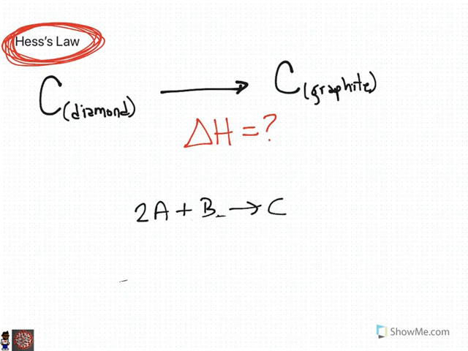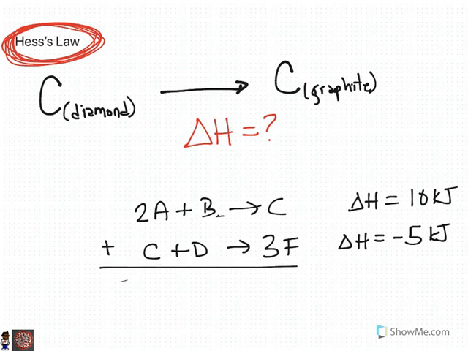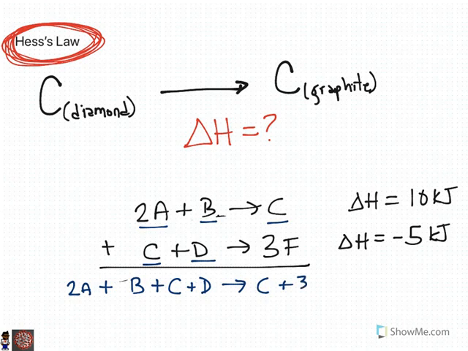What if we had something like this? 2A plus B yields C, and our delta H is 10 kilojoules. And we have another reaction. C plus D yields 3F. And our delta H is a negative value, negative 5 kilojoules. Okay, well, if we were to add them up, our new overall reaction would be 2A plus B, because we got those reactants there, and then we have reactants here, plus C plus D yields, now we have our products, we have C plus 3F.